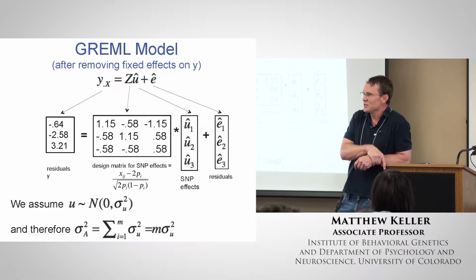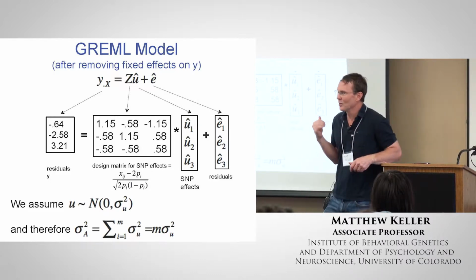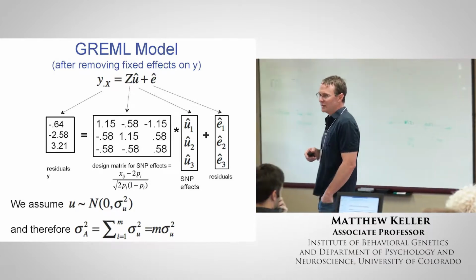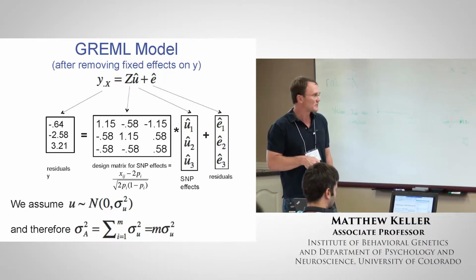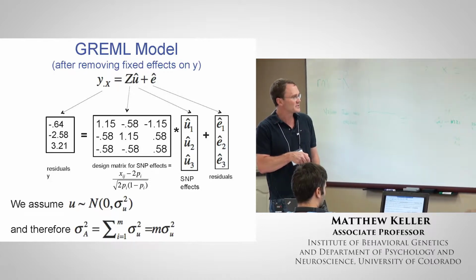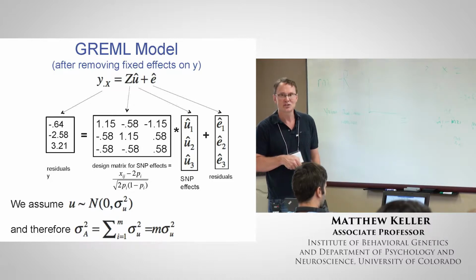So there's another assumption of GREML, but we'll talk a lot about that as we go through: that there's linkage equilibrium between those SNPs. But therefore, if this is true, then the total additive genetic variance is just going to be equal to M, the number of markers, times sigma squared U, their effects.